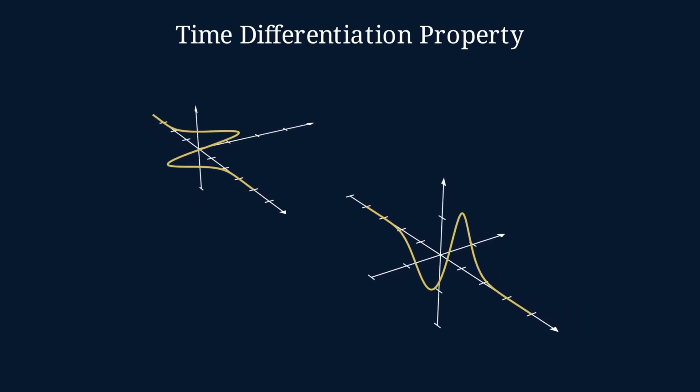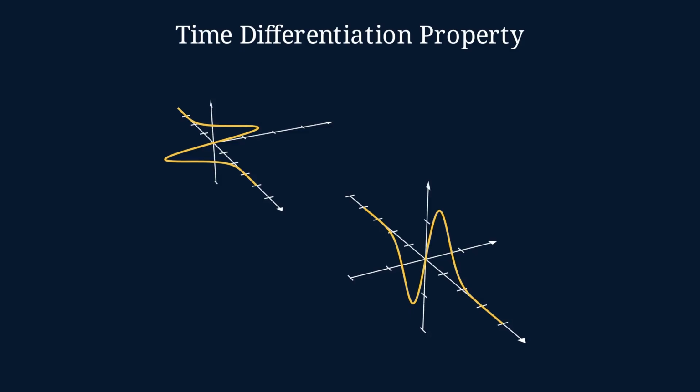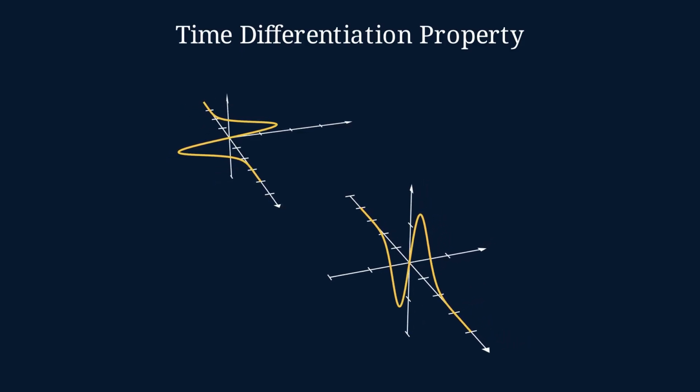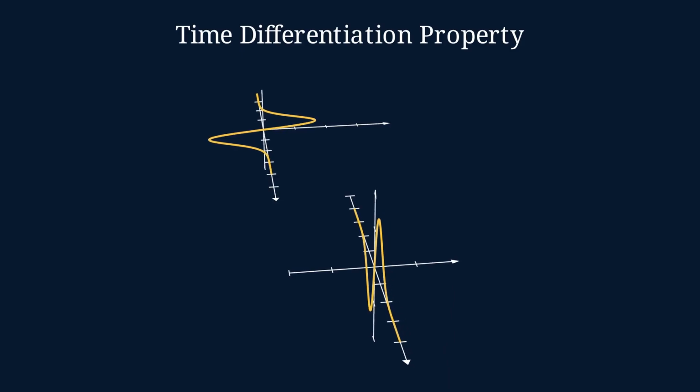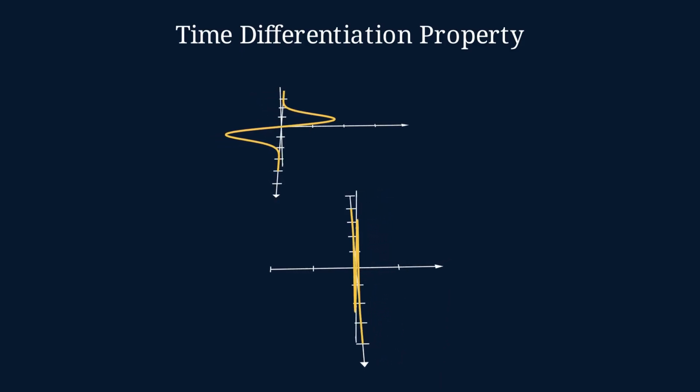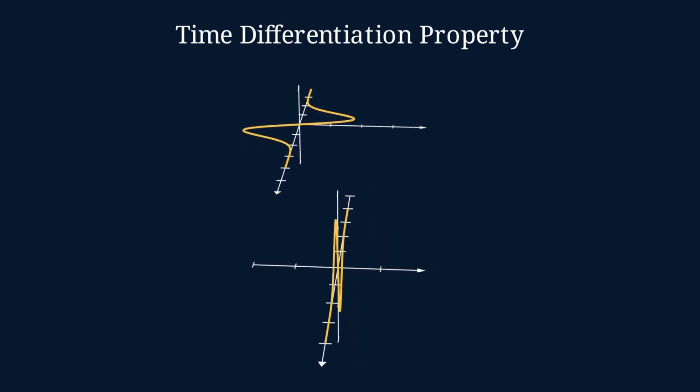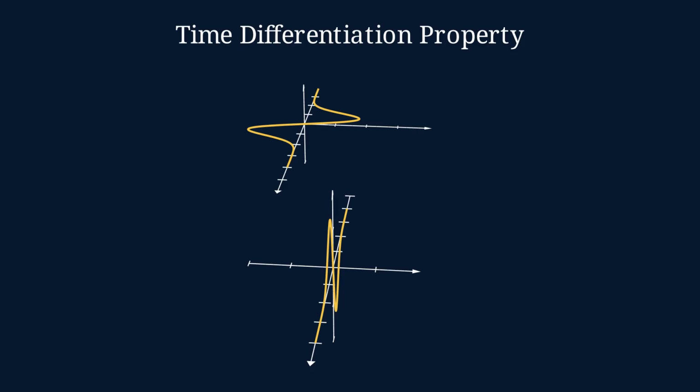Notice how the signal becomes antisymmetric. In the frequency domain, differentiation corresponds to multiplication by jω. This introduces a phase shift and amplifies higher frequencies. This shows that differentiation enhances rapid variations in the signal.